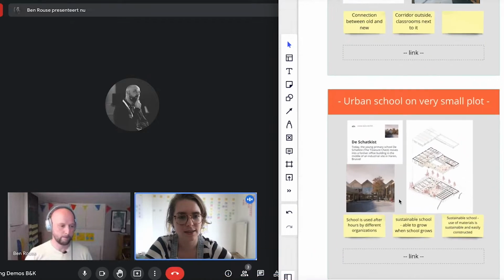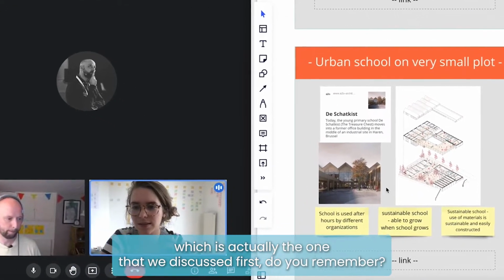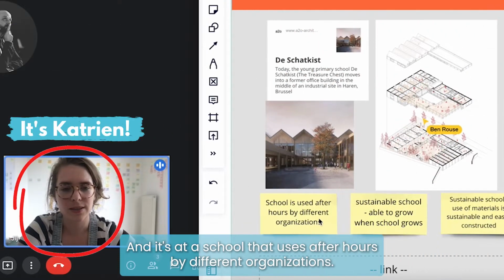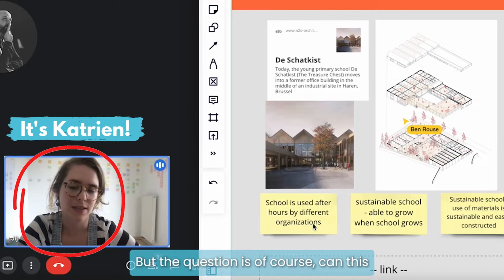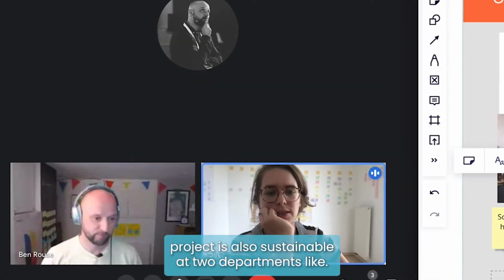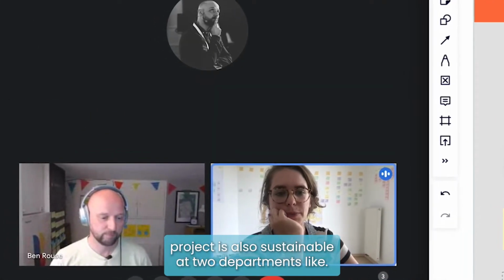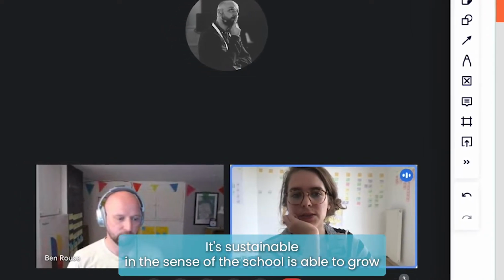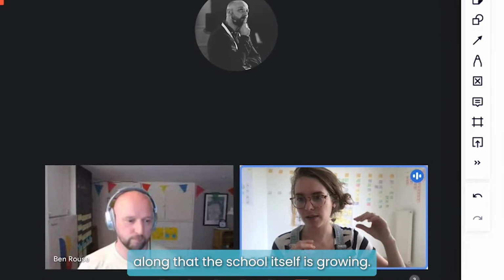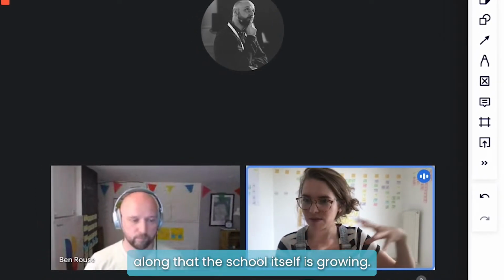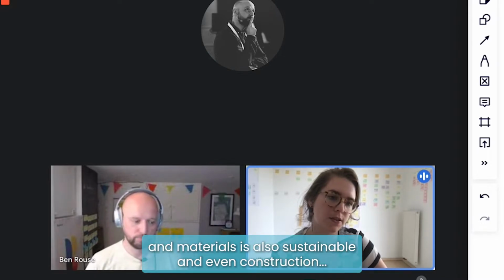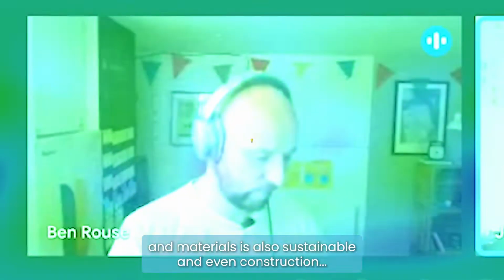Here, the Skatkes, which is actually the one that we discussed first, remember? And the school is used after hours by different organizations. But the question is, of course, and this project is also sustainable in 2 departments. Like it's sustainable in the sense of the school is able to grow along as the school itself is growing, and then based on materials it is also sustainable and easily constructed.